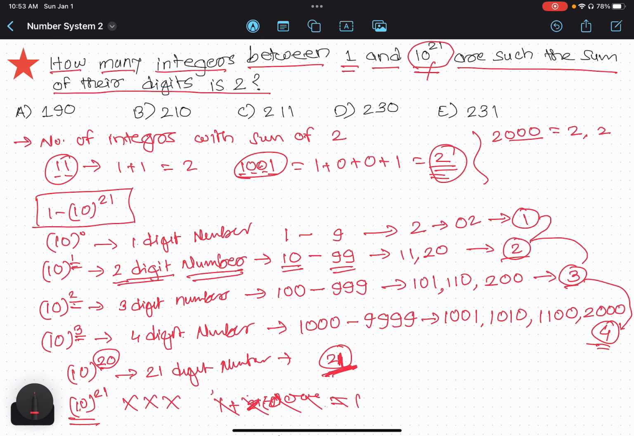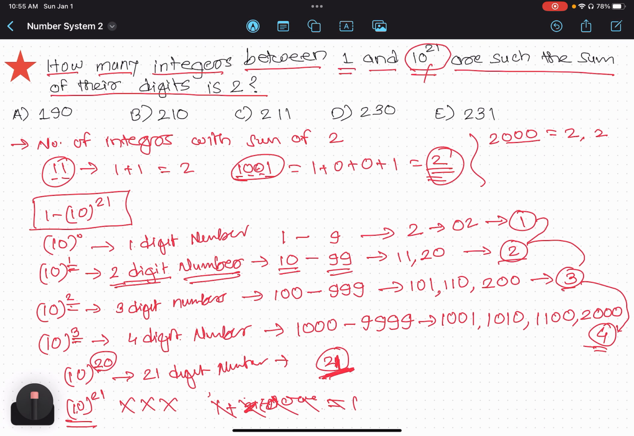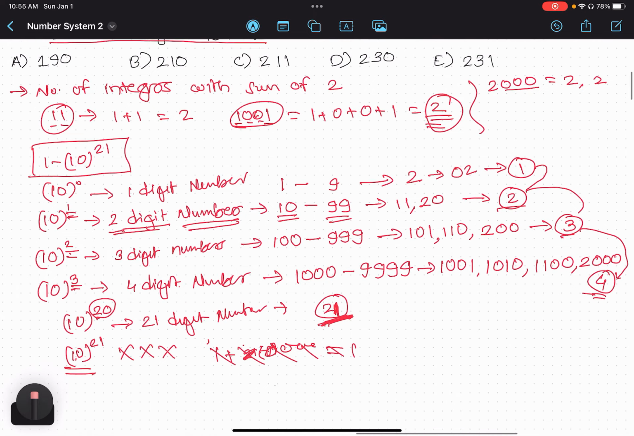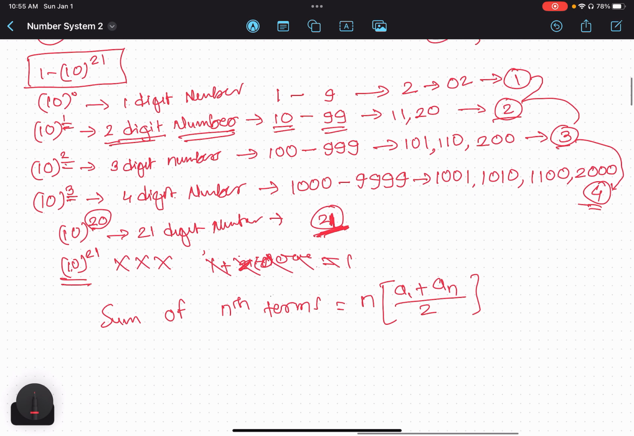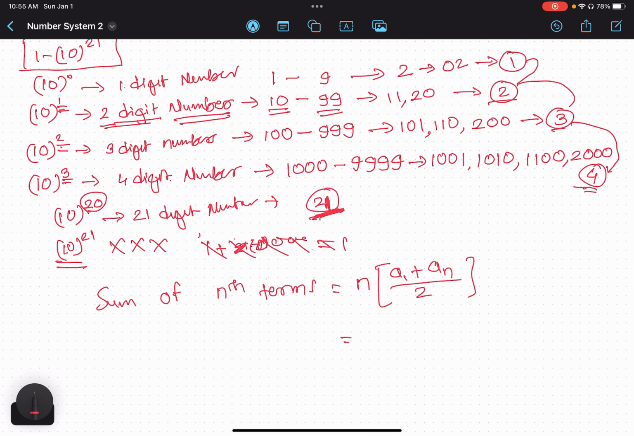So we can say it's an increasing sequence of numbers. How can we find the sum of all these increasing numbers? We have a formula for that: the sum of n terms. The sum of n terms is equal to the number of terms multiplied by the first term plus the nth term, divided by 2. For this specific question, what is our n?